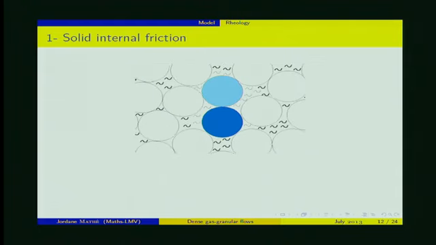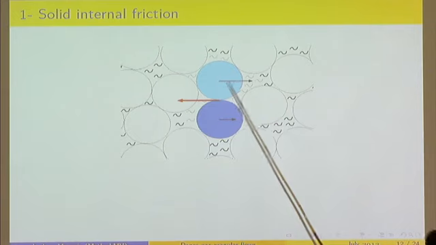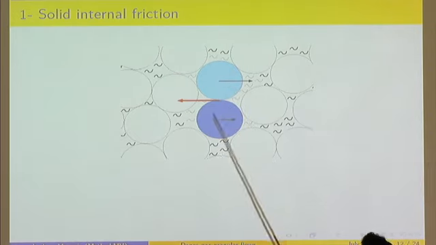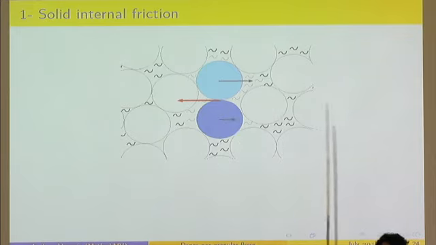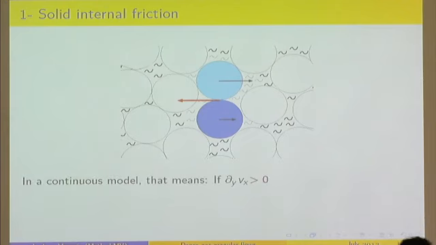Let's have a look at two particles. So this is discrete for now. If the upper one is going faster to the right, then there is a friction constraint which is oriented to the left, and whose norm is proportional to the normal constraint, which is the solid pressure here. But in my case, I have a continuous model. So I have to write it like this.